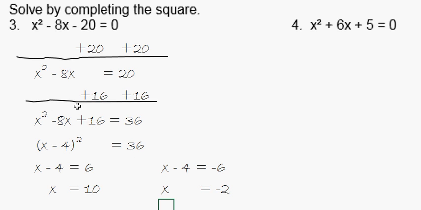And if I take my negative 2, negative 2 squared is a positive 4, because a negative times a negative is positive. Negative 2 times negative 8 gives me a positive 16. Positive 4 plus positive 16 is positive 20. 20 minus 20 equals 0.